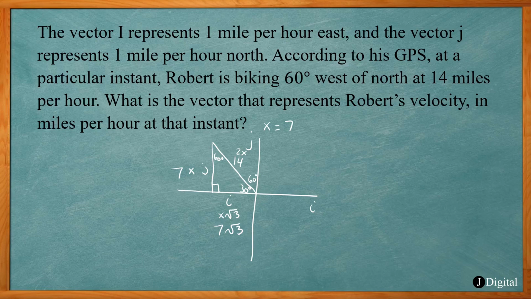Okay, so we're going this direction to the left, so that's going to be a negative i component and a positive j component. So negative 7 square root of 3 i plus 7j. So this is the vector that represents his speed in each of the directions.